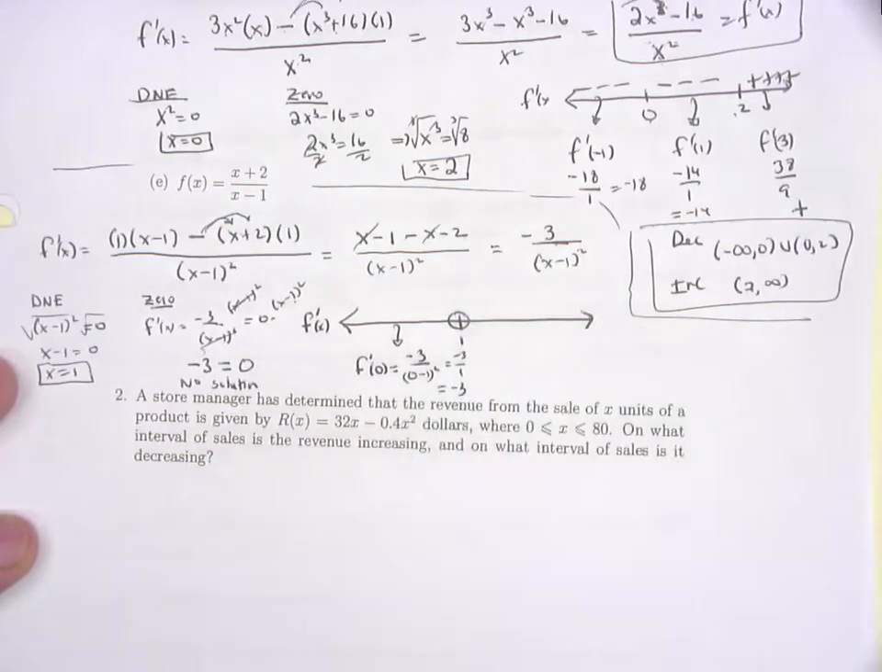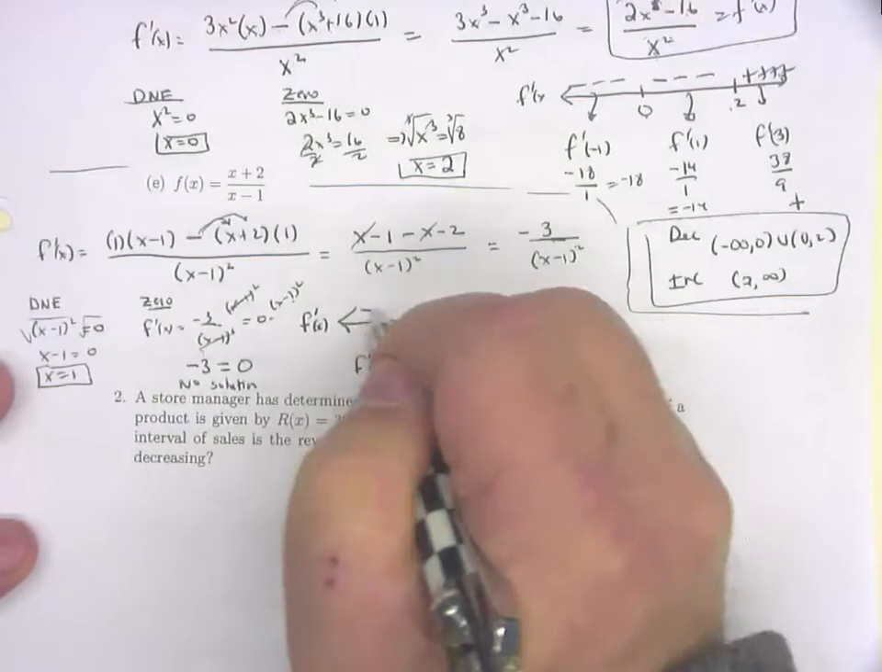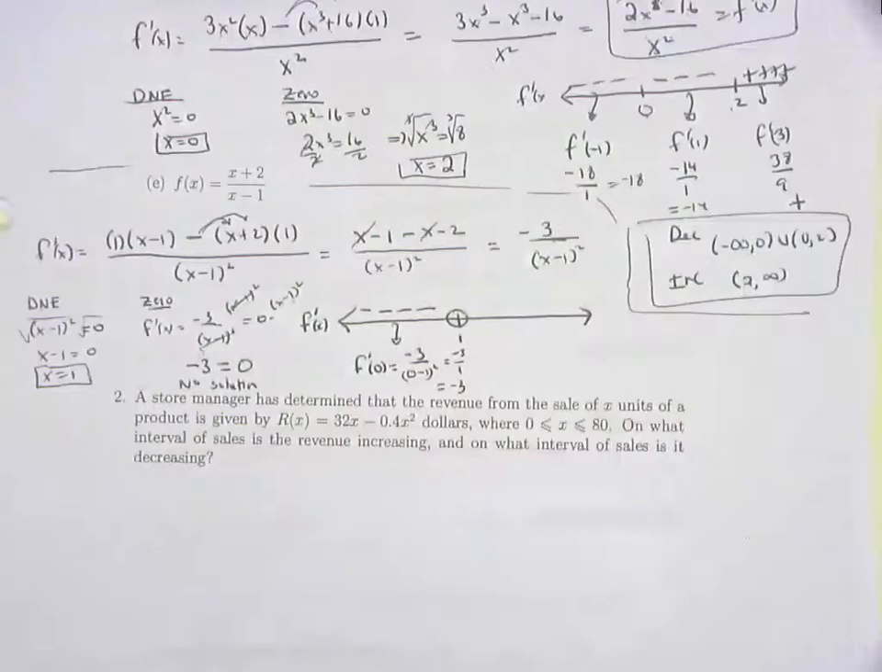I don't care what the number is. What's the sign of it? It's negative, so everybody in this interval is going to be negative. Does that make sense? Did I lose you guys anywhere? Now, pick a number bigger than 1. 2.